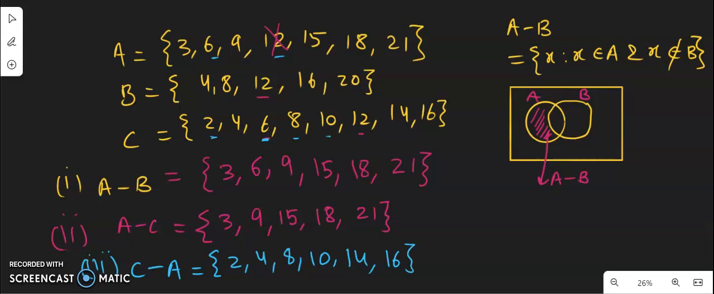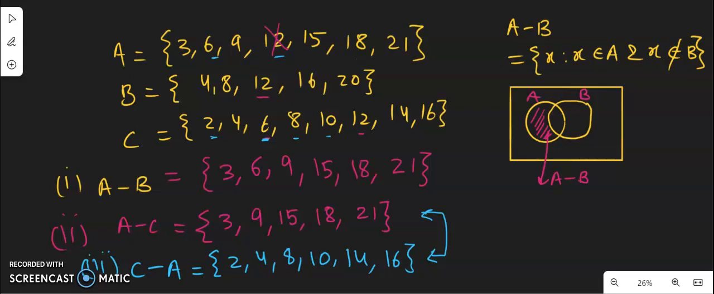So you can verify this from these two outputs. It is not necessary that the difference of two sets is the same. So that is what A minus C and C minus A is about.